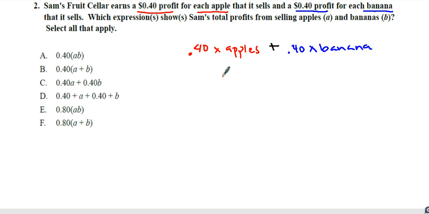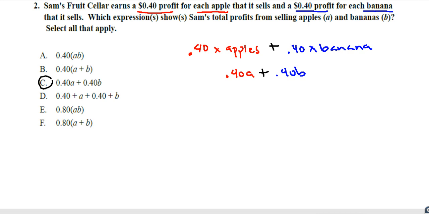I'm also going to make 40 cents times the number of bananas. I'm then going to simply rewrite it as 0.40 times the number of apples plus 0.40 times the number of bananas. So from here, I have 0.40A plus 0.40B. That is a correct way to represent it. And I have that here as option C. But then there are other options to consider.